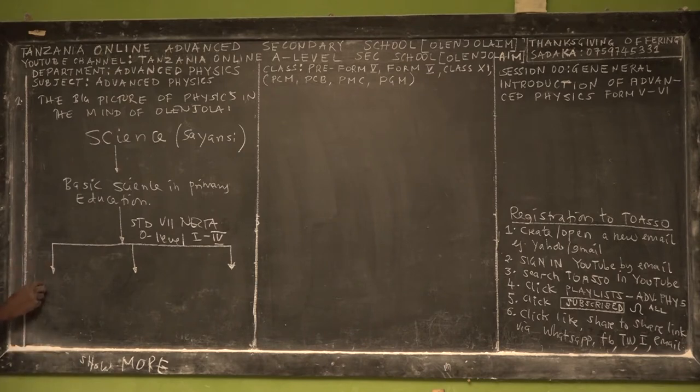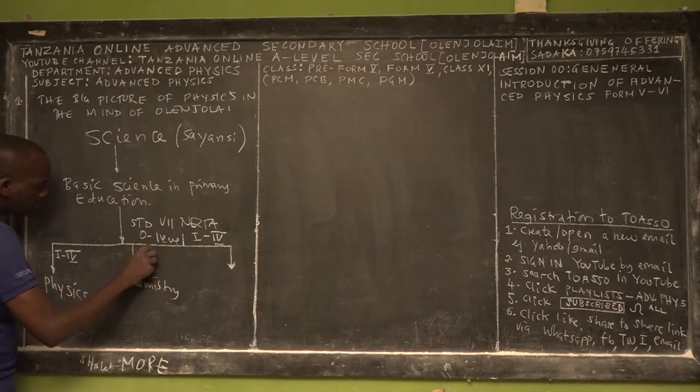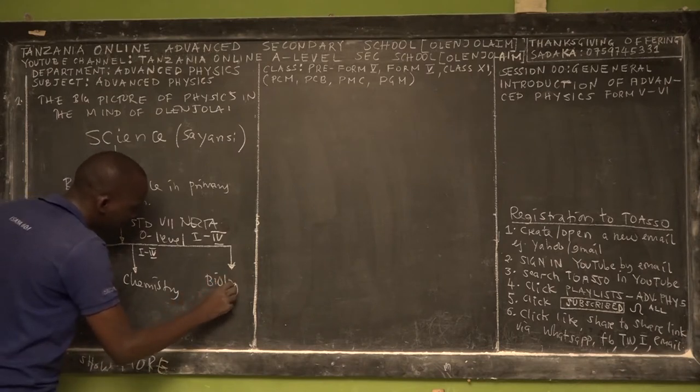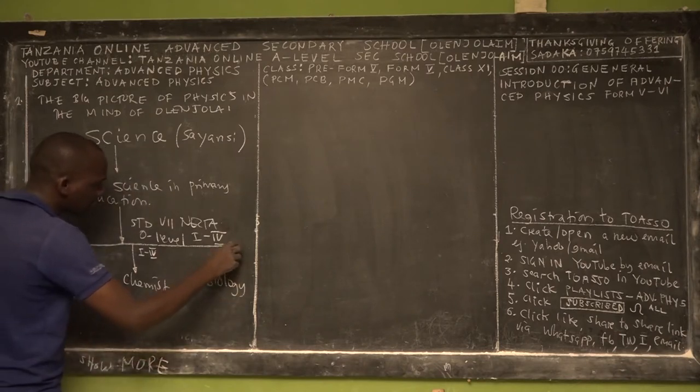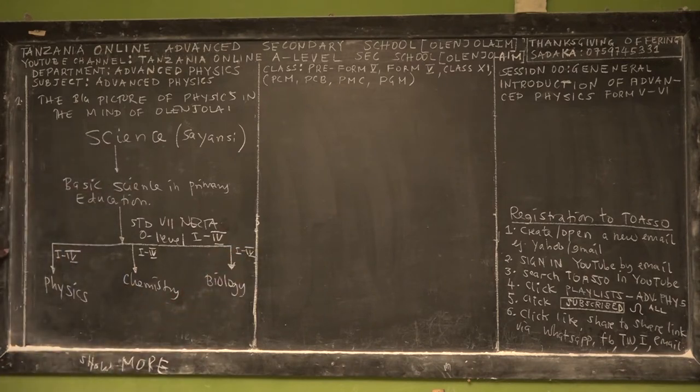The first one will be physics, and physics, you can study from form one to form four. Then the second one is called chemistry, and this one also you study from form one to form four. Then the next subject is called biology. So biology also you can study from form one to form four. Wonderful. So these are the three subjects that we find.